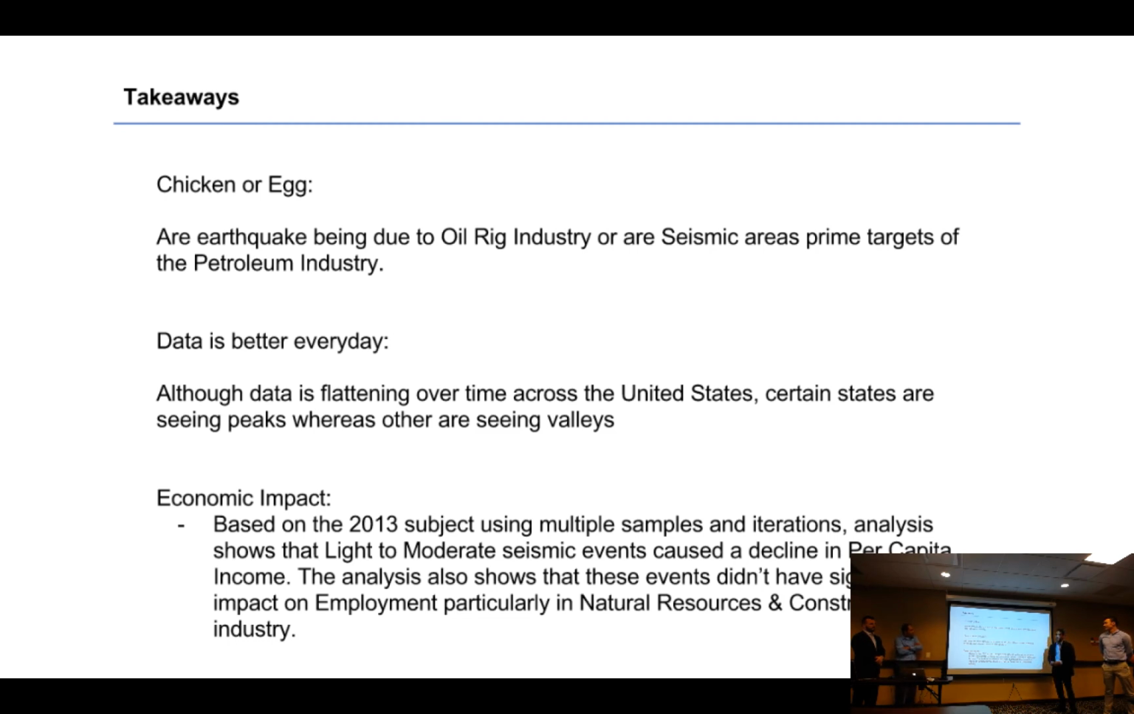Data is getting better every day with correlation to seismic activity. Although the data is flattening over time across the United States, certain states are seeing peaks where other states are seeing valleys. As Jeff mentioned, Oklahoma was one of those big outliers. And lastly, economic impact. Based on the 2013 subject, we saw multiple samples and iterations of analysis that show light to moderate seismic activities cause a decline in per capita income. Thank you.